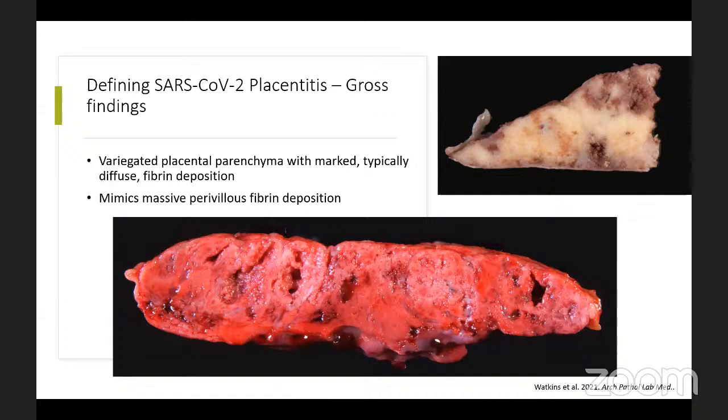I often tell my residents it sort of looks like marbled steak to some extent. And it certainly mimics what we see with massive perivillous fibrin deposition, which is a separate entity from SARS-CoV-2 placentitis, which I'll mention more in a few slides. And in the fresh example, you can again see that sort of marbling of the fibrin. And the fibrin, again, in most cases was very diffusely found. So in many cases, even greater than 90% of the placenta looked like this.